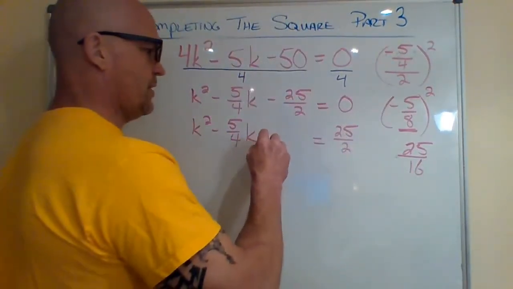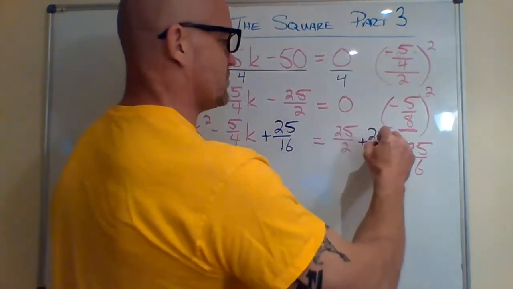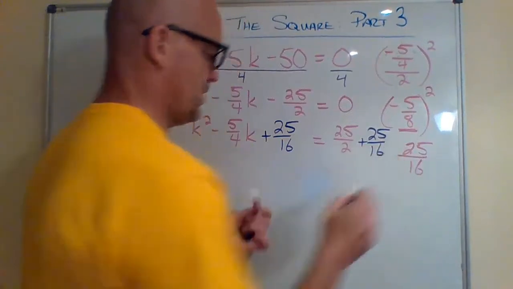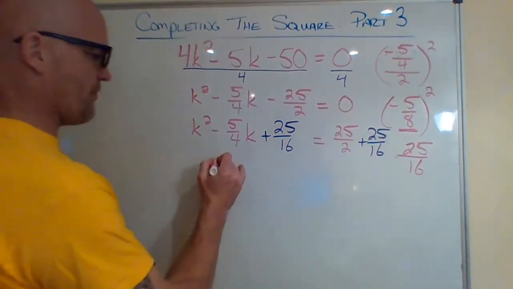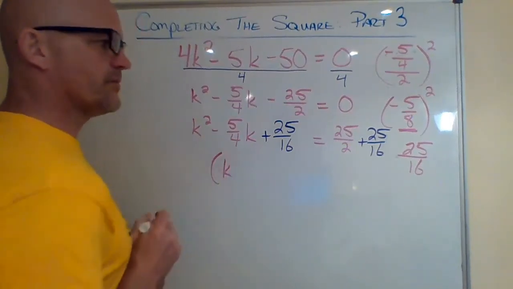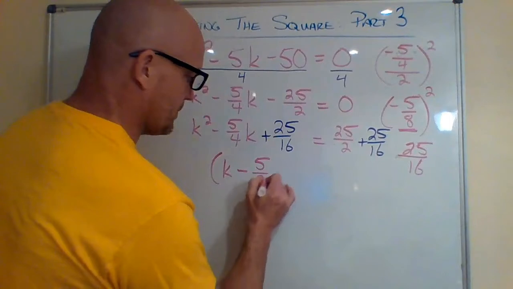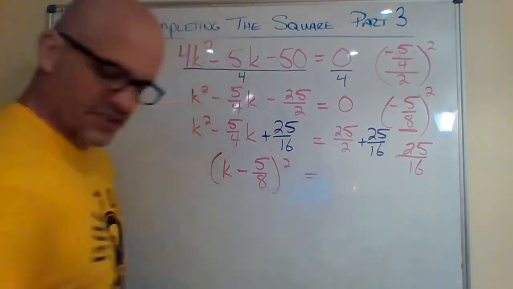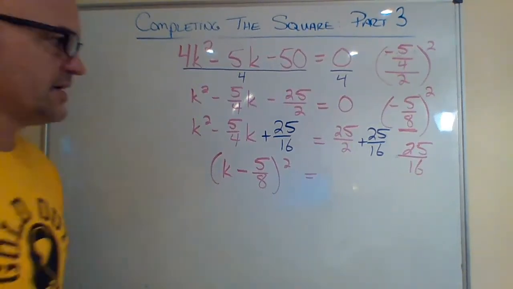That's what we just found. We're adding 25/16 to both sides. Okay. So two things are going to happen here. One, I can now factor this. I know that the perfect square factorization is k minus that 5/8 squared. And that's going to equal 25/2 plus 25/16. Might as well make use of our calculator here. I'm looking at 225/16.